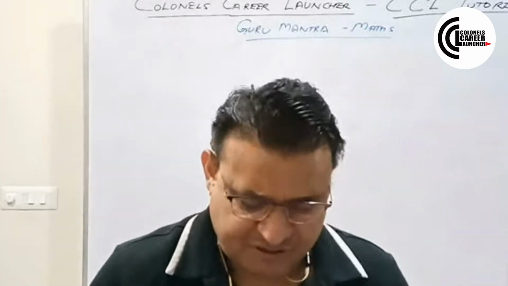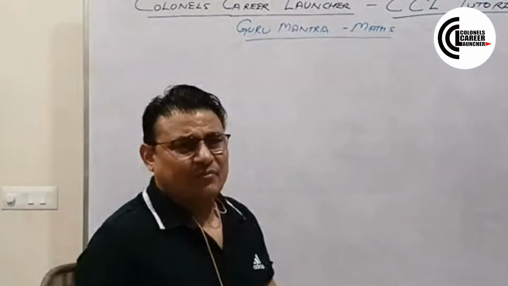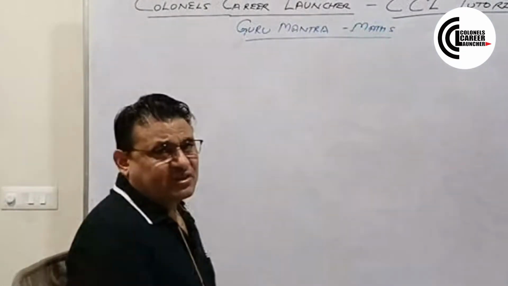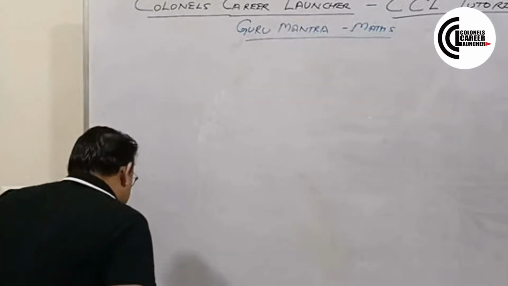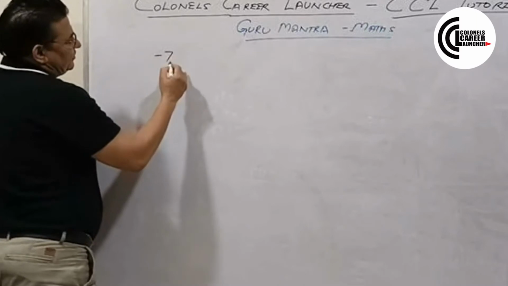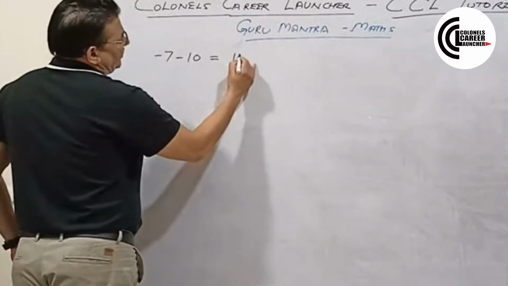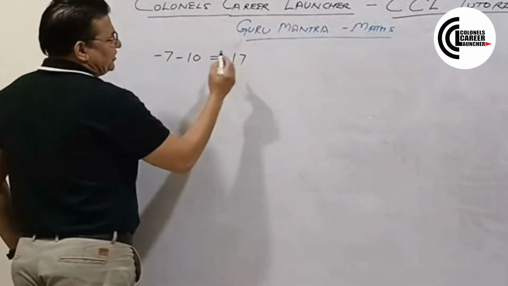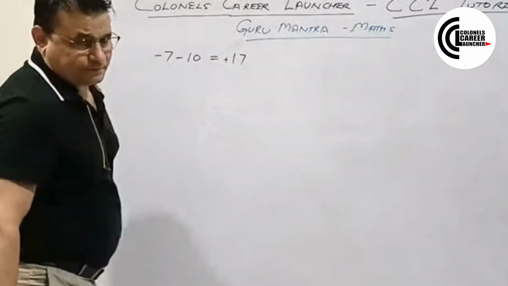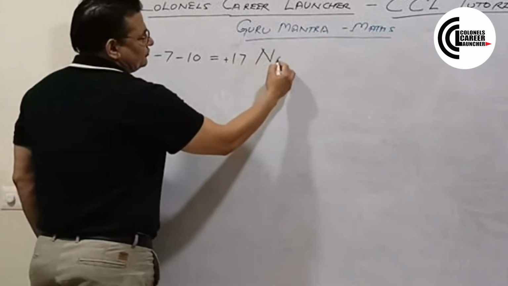So many times it has happened when a student comes to me, maybe class 6th or 7th, or sometimes even 8th, students have made these mistakes. I ask them, what will be minus 7 and minus 10? That is, the answer is 17 or plus 17. Some of the students will say plus 17, which is the wrong answer.